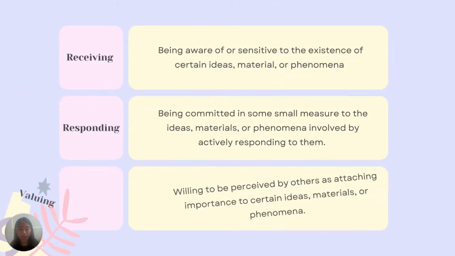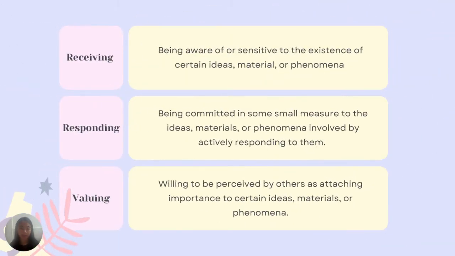First, we have receiving. This is being aware of or sensitive to the existence of certain ideas, materials, or phenomena and being willing to tolerate them. An example for that is to differentiate, to accept, to listen for, or to respond to. Next is the responding.